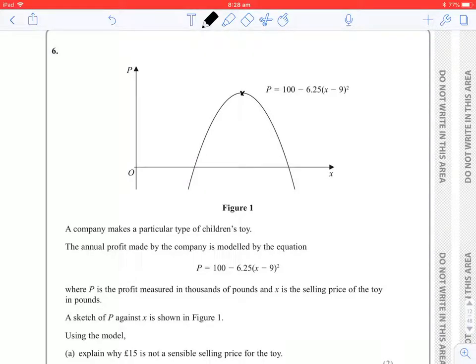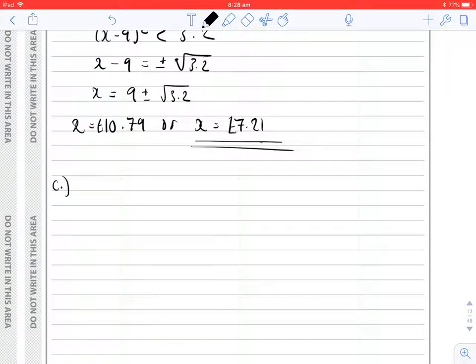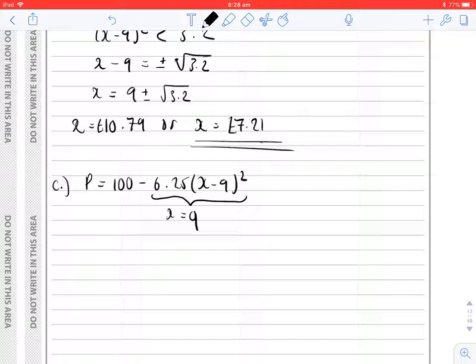Now, considering our equation of P is equal to 100 minus 6.25 lots of (X minus 9) all squared, this part here is always going to be subtracted. So we're always going to be losing this bit here. So this is going to be minimised when X is equal to, sorry, when X is equal to 9. So when X is equal to 9, that part's going to be 0 and our P is going to be left at 100 with nothing being taken away from above there. So if P is left at 100, that means that the maximum possible profit is £100,000.